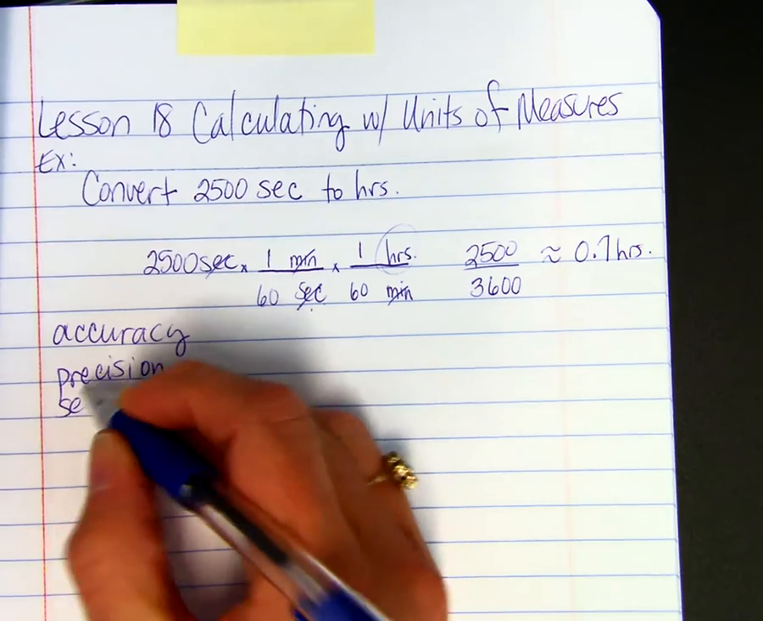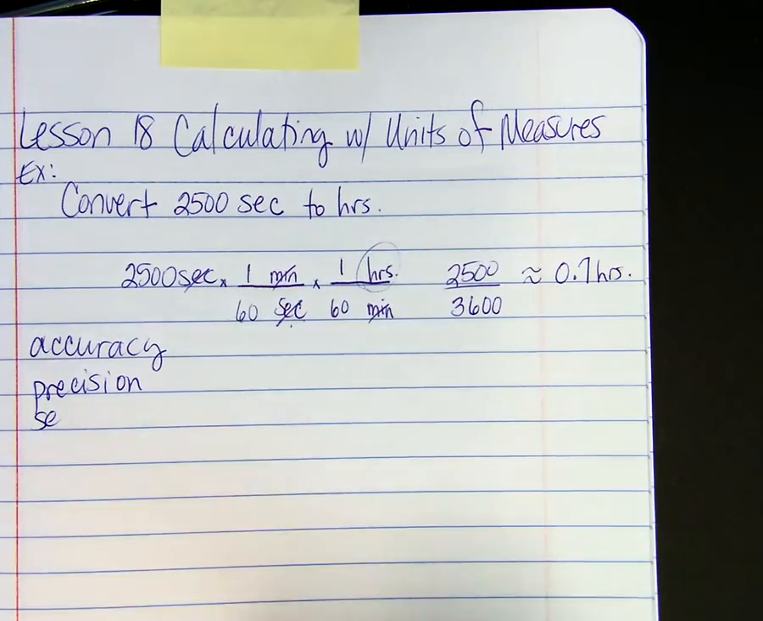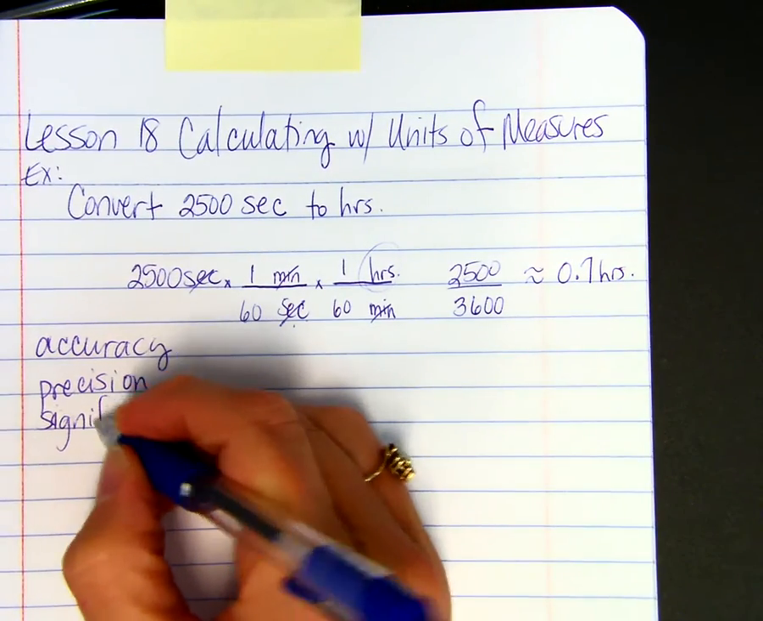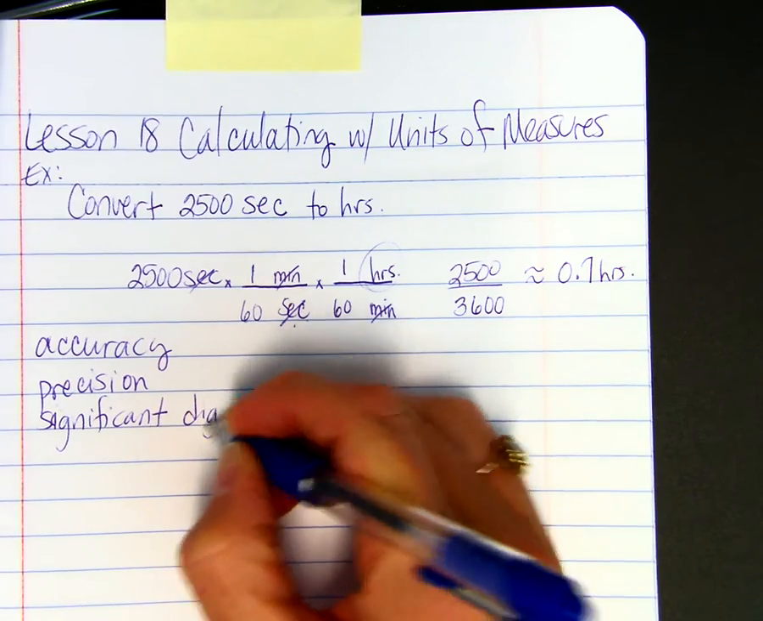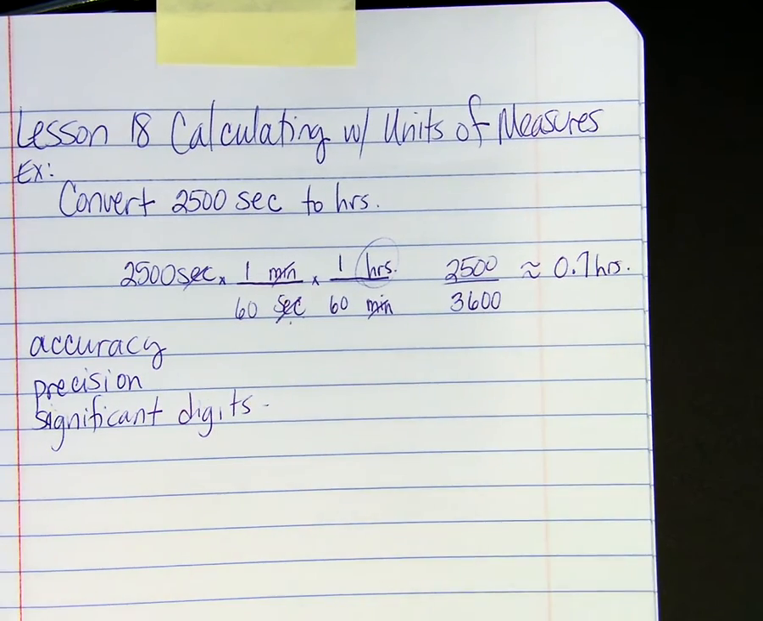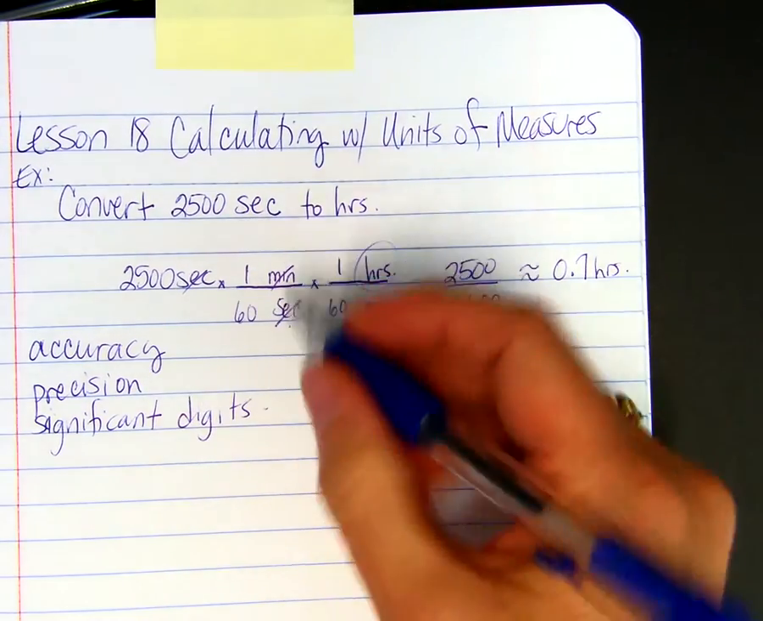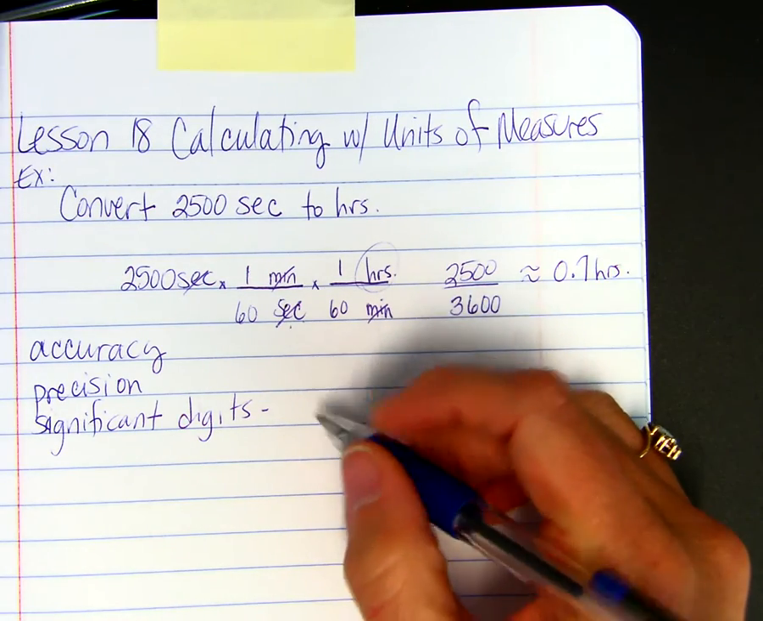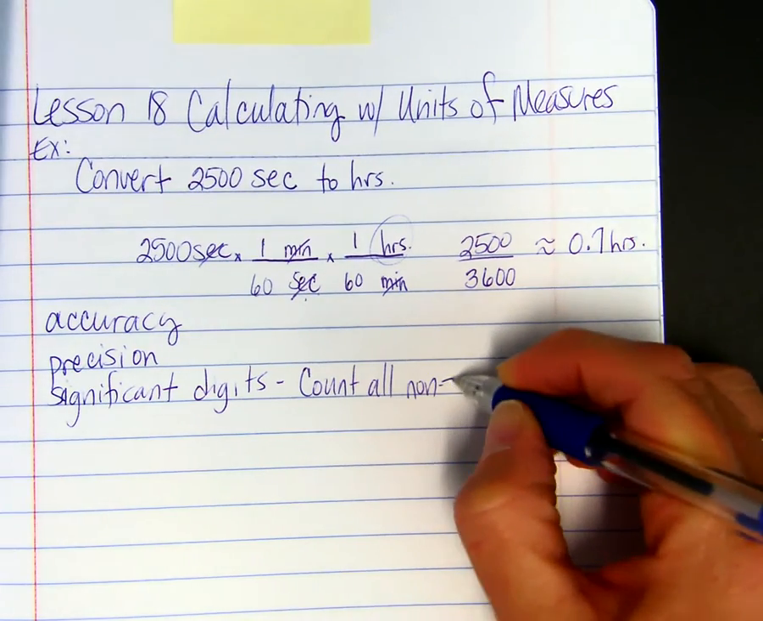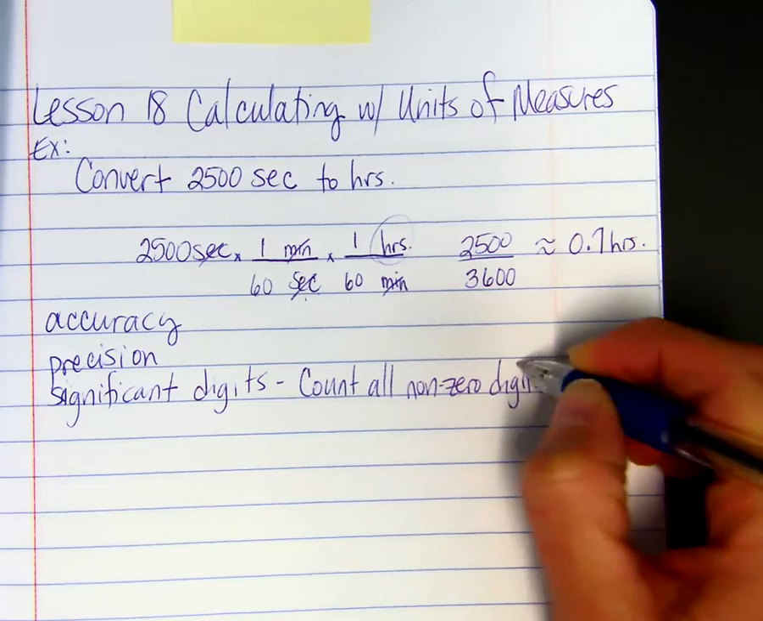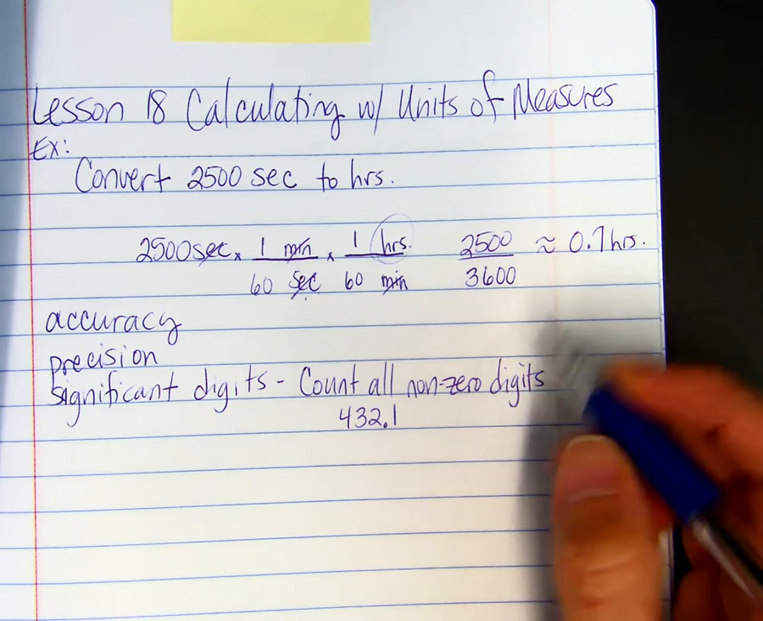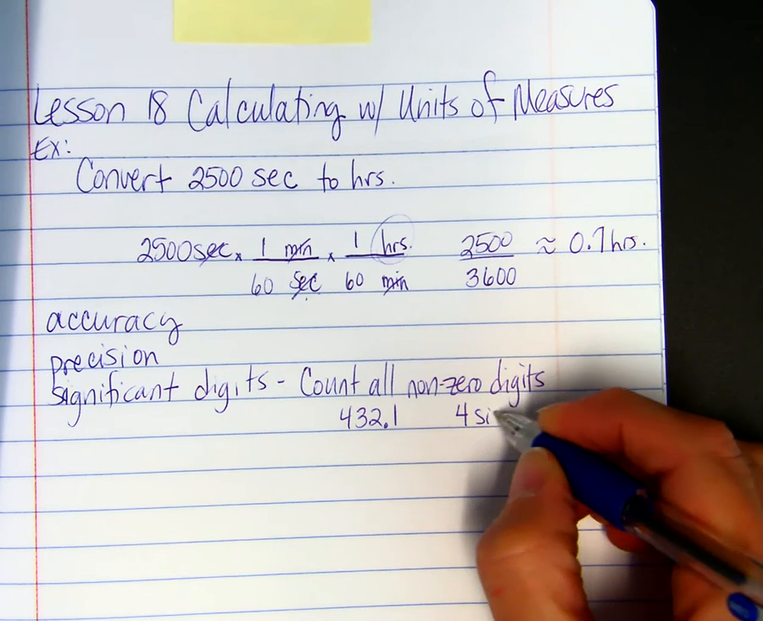So we're going to go over real quick a reminder on significant digits. There's a couple of rules here. You want to, first of all, count all non-zero digits. So the number 432.1 has 4 significant digits.